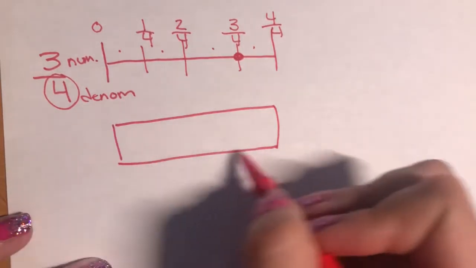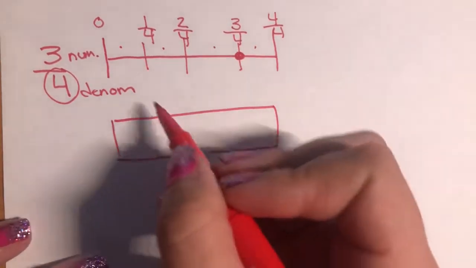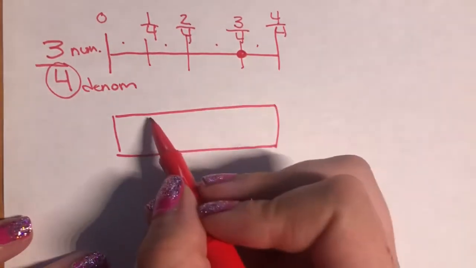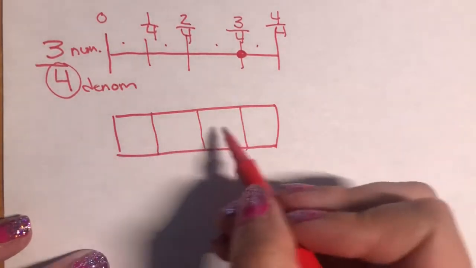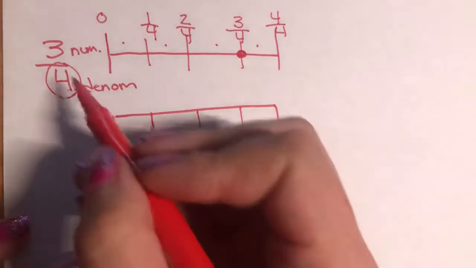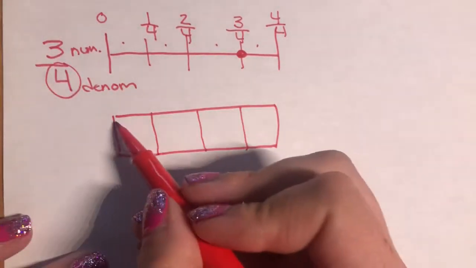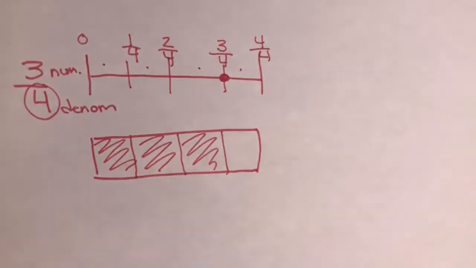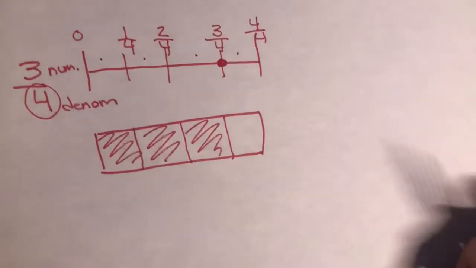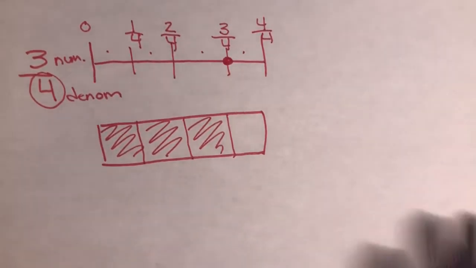If I was going to have a fraction strip and I was going to partition it out into fourths, I'd have 1, 2, 3, 4. 4 parts, that's my denominator. And if I was going to have 3/4, I would shade in 3. So that's generally just how we draw fractions. Fractions are easiest if you can draw them out.